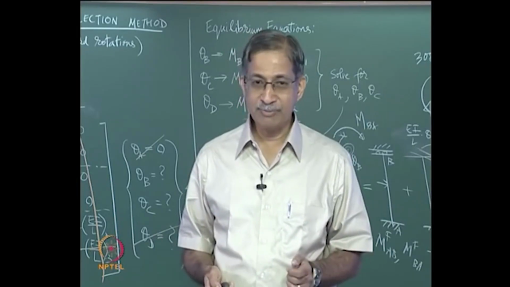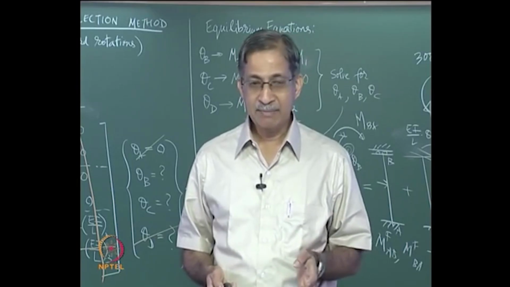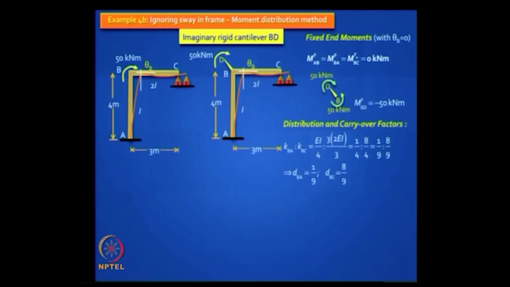Work out the distribution factors. For the vertical element, which is the cantilever, it is EI by L. For the horizontal element with the far end hinge, it is 3 EI by L, isn't it? So if you work out the distribution factors, it works out to 1 by 9 is to 8 by 9. And your carryover factor will be minus 1 to the end A.